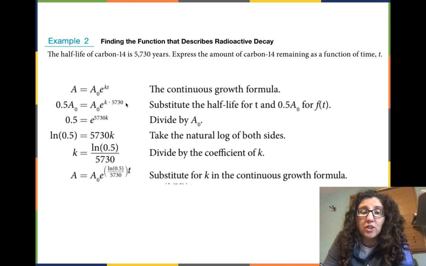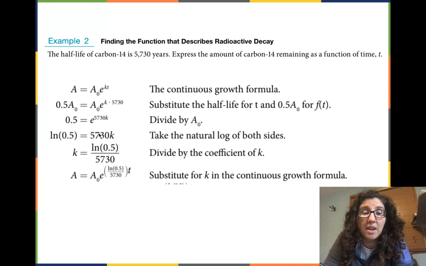After 5,730 years, how much is left? Half of whatever we started with, right? This is the half-life. So we can divide by A0. It doesn't matter what that is. It could be a lot, it could be a little. We divide by it and we're left with 0.5 equals e to the 5,730 times k.